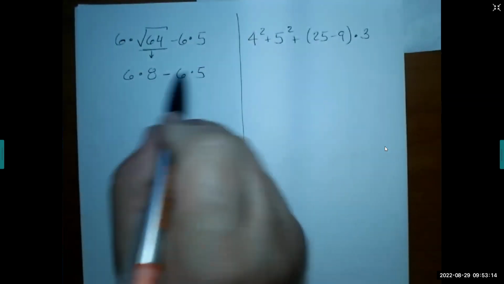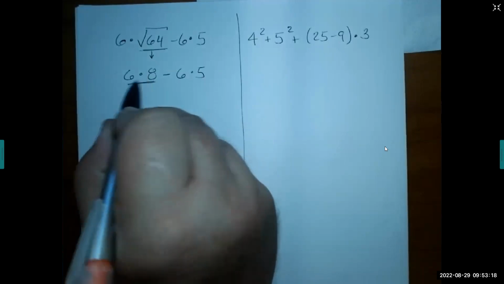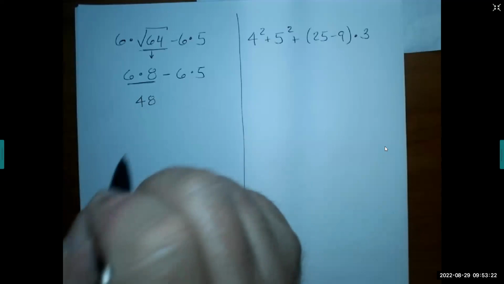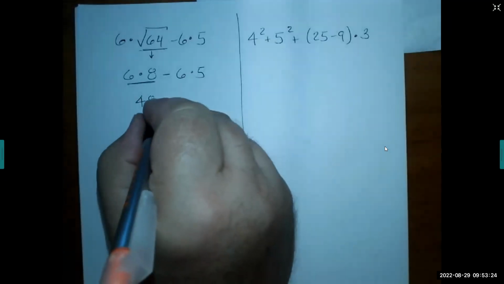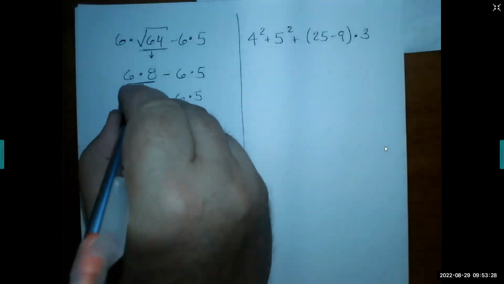Left to right, no special operations. So multiplication division. Here's a multiplication. 6 times 8 is 48. Minus 6 times 5.